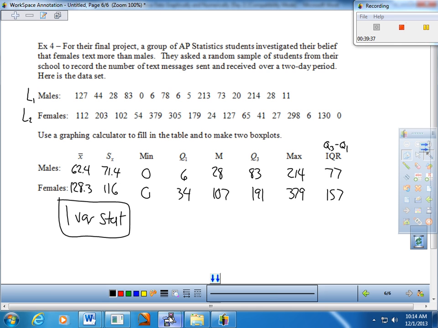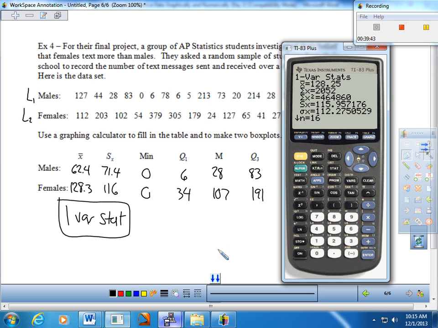Bring up the calculator one more time. Let's see. And again, all that data is right there. If you want to come down, here's your 5-number summary right in here. Min, quartile 1, median, quartile 3, and max. Wonderful. Let's hit zoom and number 9. And we've got a decent box and whisker plot.